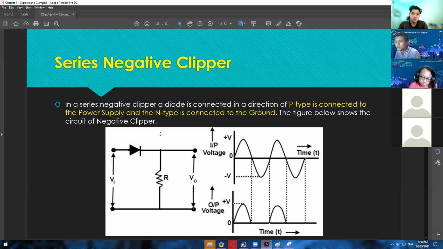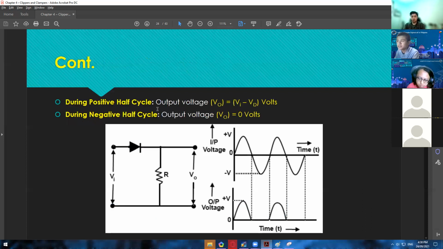Okay. So of course, in order for us to have a series negative clipper, so dapat ang inaalaw mo na flow of current dito is positive only. Okay, so positive to positive and then negative to negative. Okay, so with that, we can have a series negative clipper. So again, these are the scenarios. So during the positive half cycle, okay, so we have this result, so VI minus VD. So we have a reading for the positive half cycle, but when it comes to a negative half cycle, it's completely 0. So you will see later on why we have 0.